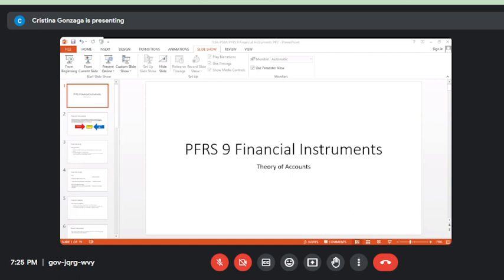Okay, next. Alam na natin yan. Overview of PFRS on financial instrument. Okay, so, that is a simple discussion or a simple lecture on basic financial instruments. So let's move forward.